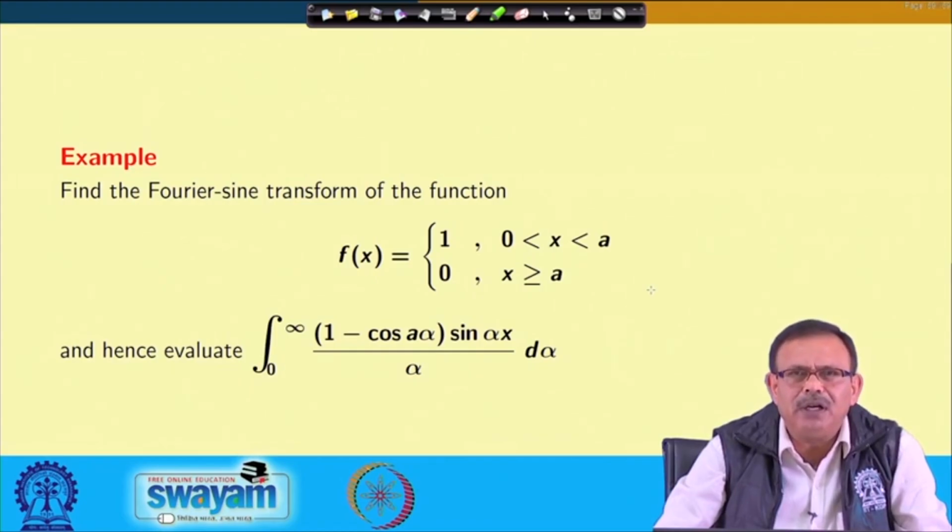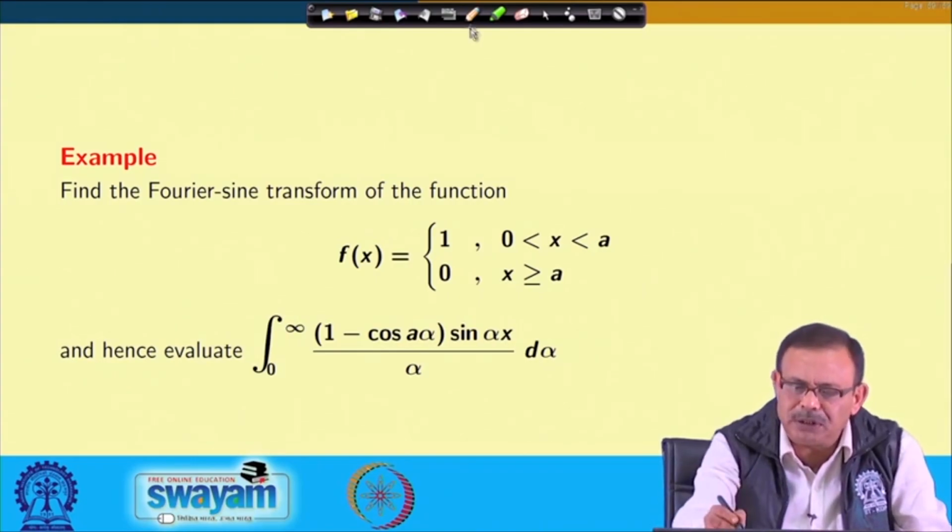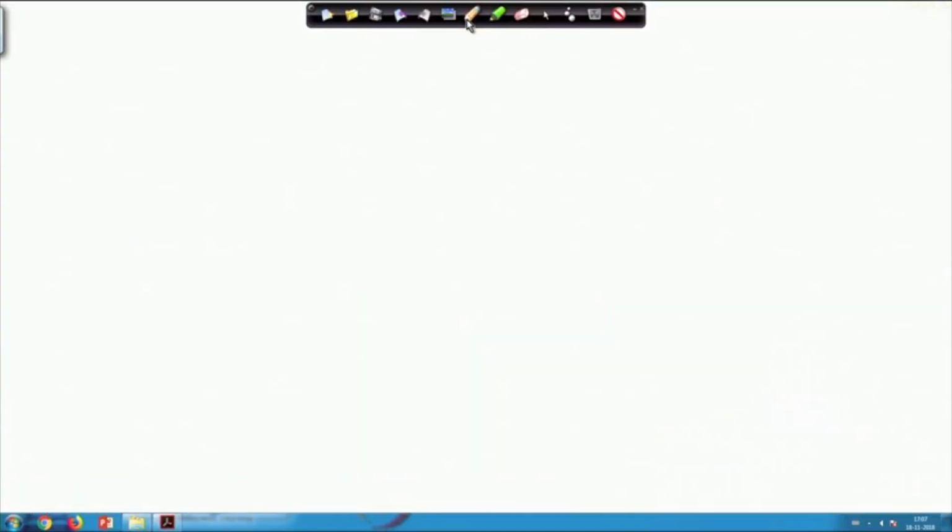I am not only finding the Fourier transform, or Fourier sine or Fourier cosine transforms, but also I am trying to find the value of some integral, which may become difficult for us to evaluate using the integration properties. Let us see the solution of this one.